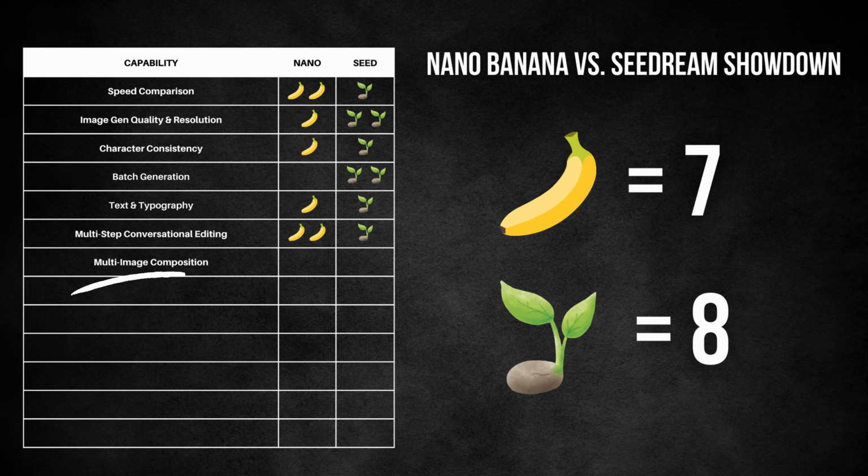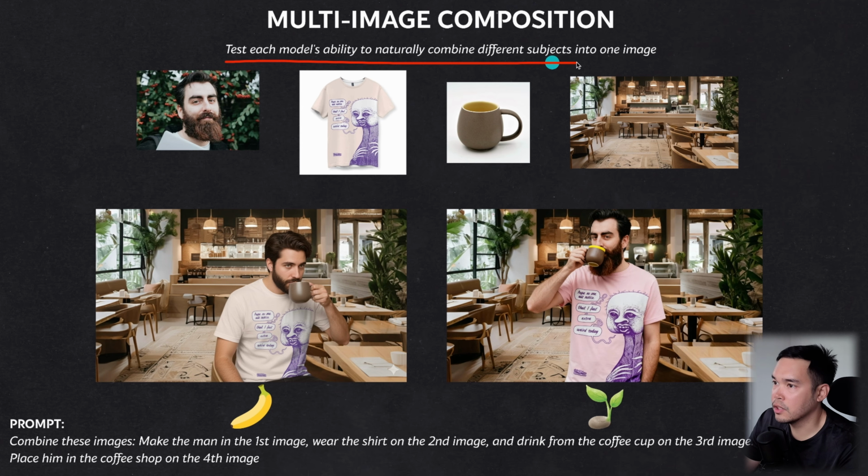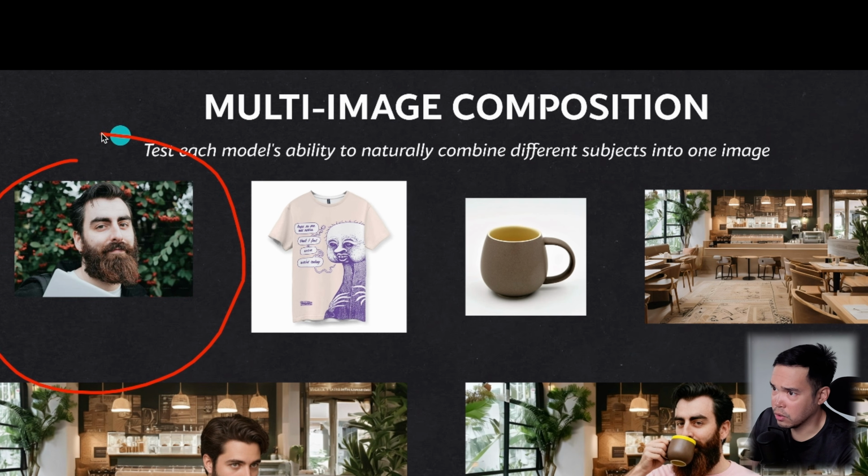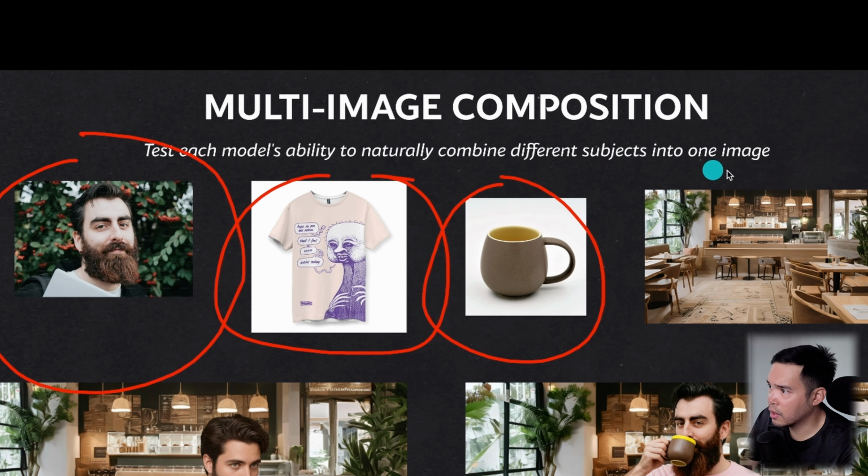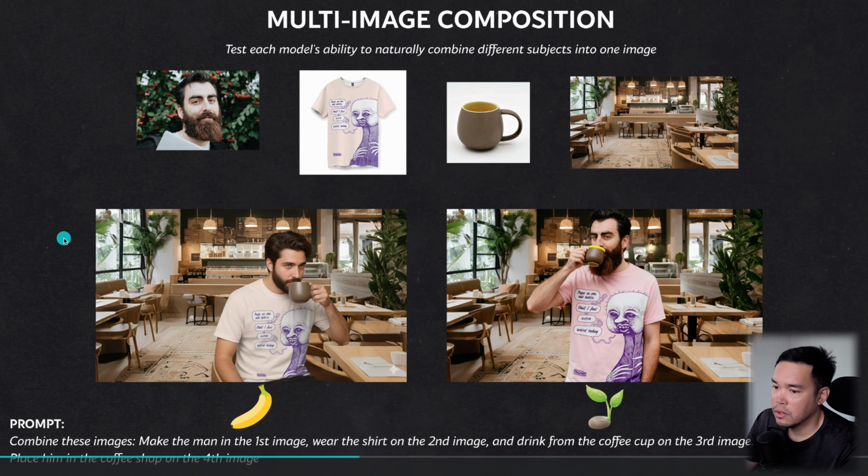So let's get into one of the more powerful use cases for image editing models, which is multi-image composition. So the goal of this test is to test each model's ability to naturally combine different subjects into one image. So we have this image of a man here, a weird shirt, a cup, and a coffee shop. So I asked the models to combine these images and make the man in the first image wear the shirt on the second image and drink from the coffee cup on the third image and place him in the coffee shop on the fourth image.